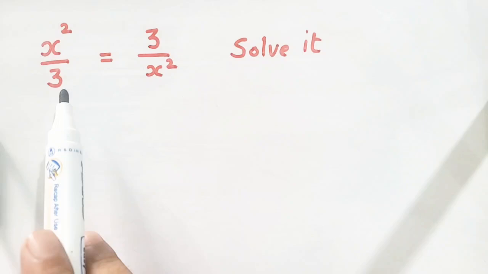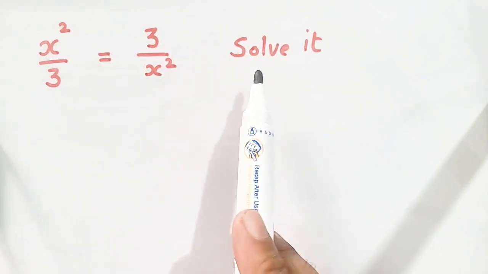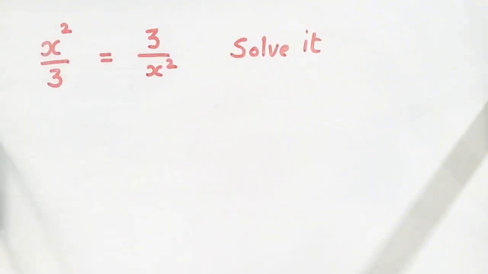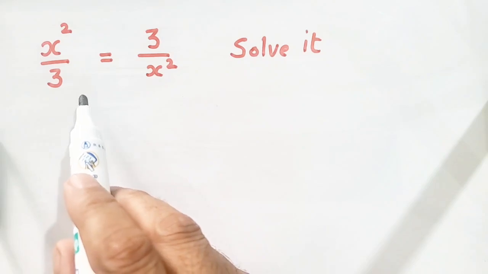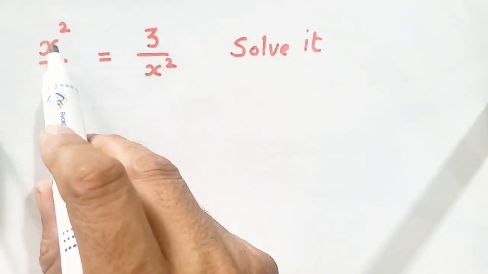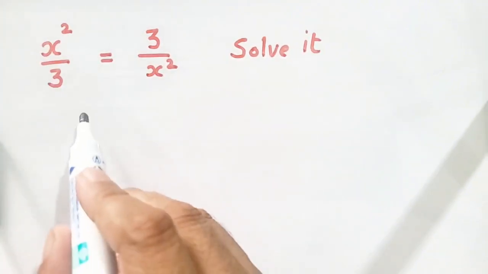I am here with a new algebraic mathematical problem. We have to solve it, meaning we have to find the value of x. Dear students, it's a very simple equation. We will cross multiply, meaning x squared is multiplied by x squared and 3 multiplied by 3.